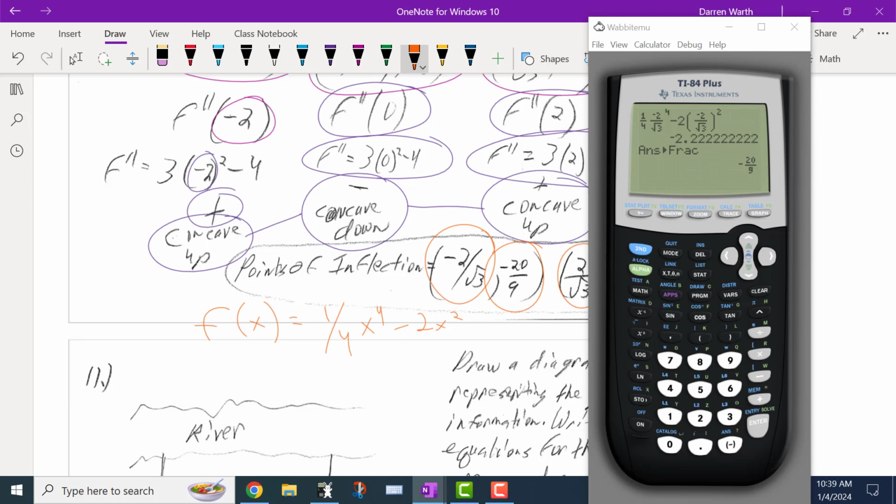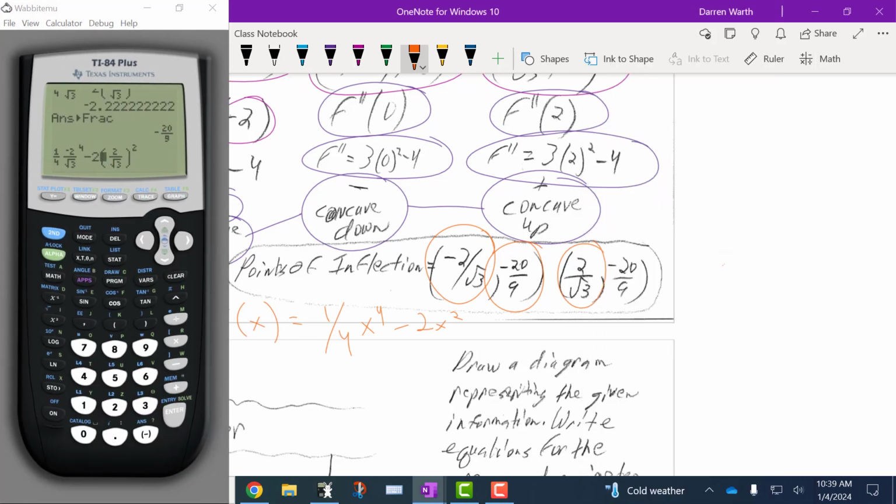Now you're going to notice I'm going to do the exact same thing, only with a positive. So I'm just going to go in here and change all these to positives. I'm just going to delete that negative right there, and I'm going to delete that negative over here.